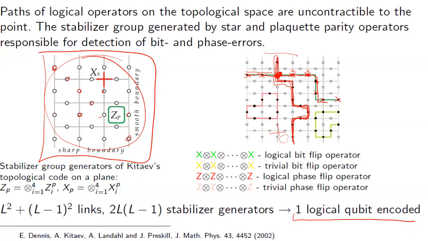So we have this structure of logical operators that commute with all of the stabilizer group that defines the code space, but they anti-commute with each other in the same way as for a single qubit, where X and Z were anti-commuting with each other. Here you just have the encoded version of these operators.